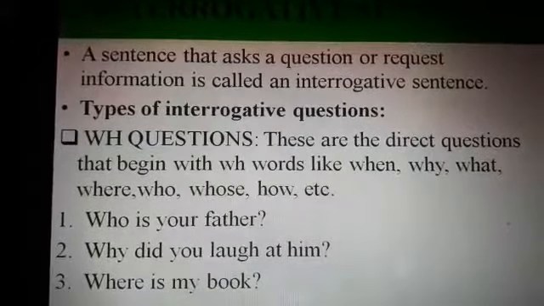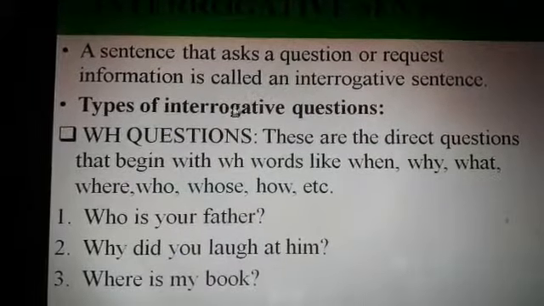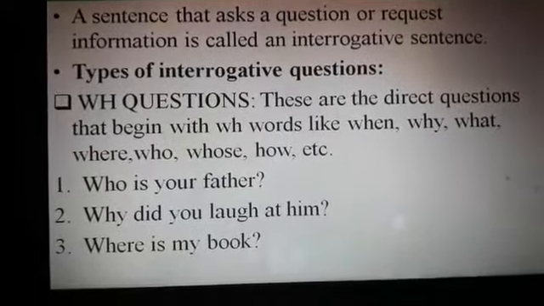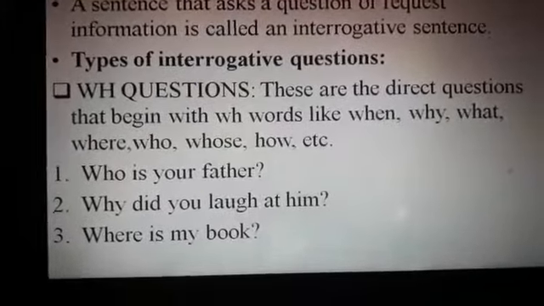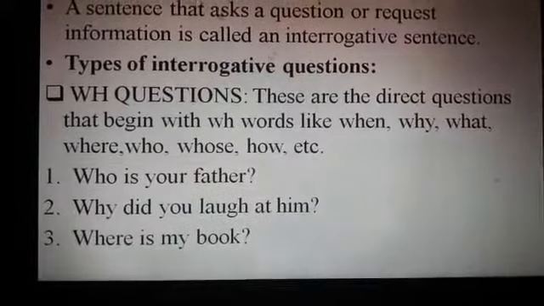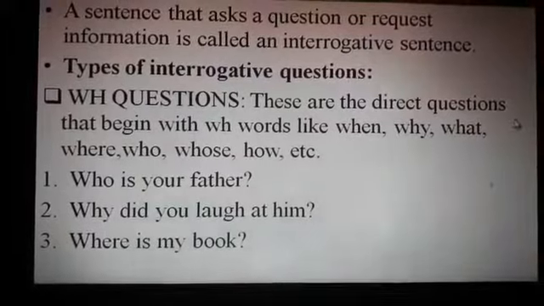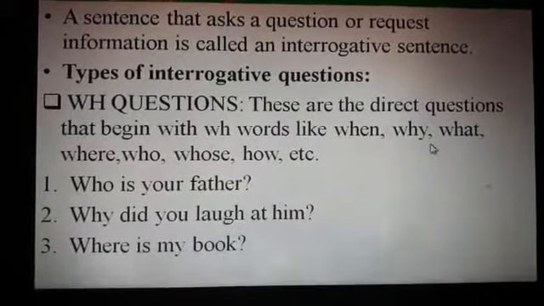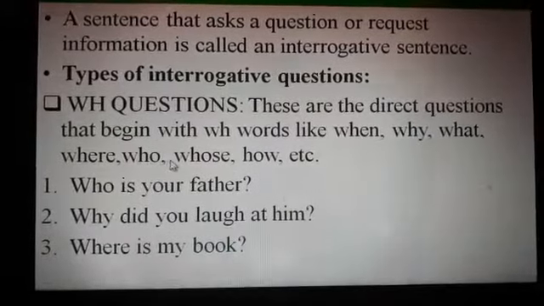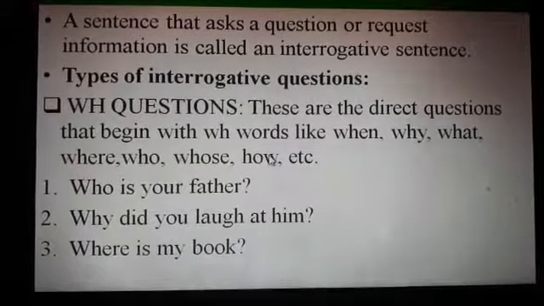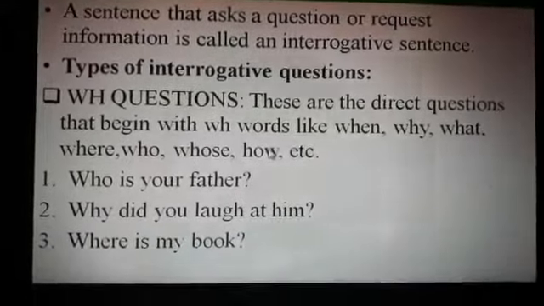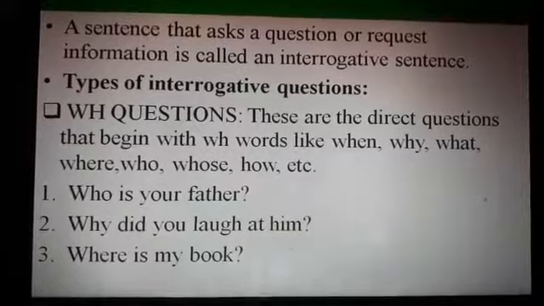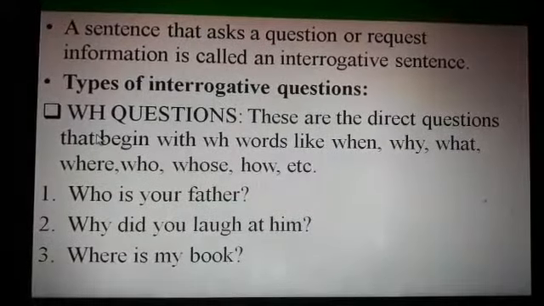Okay, so we were on types of interrogative questions. First is WH questions. These are the direct questions that begin with WH words, and the words are when, why, what, where, who, whose, how. I hope you remembered. So WH questions begin with what, who, which, whom, whose, where, how, and why.